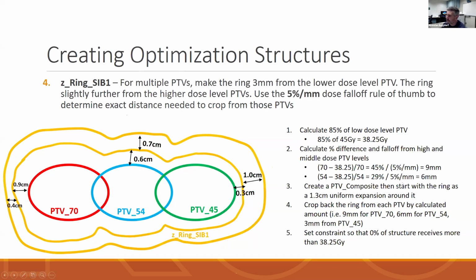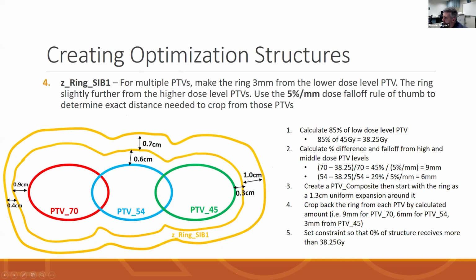And then to actually create this ring, we'll create a composite PTV structure, which includes all 3 PTV dose levels in one structure. And then we'll start by creating a 1.3 cm uniform expansion around this PTV composite. And then we'll begin to crop back this structure from each PTV by the calculated amount.